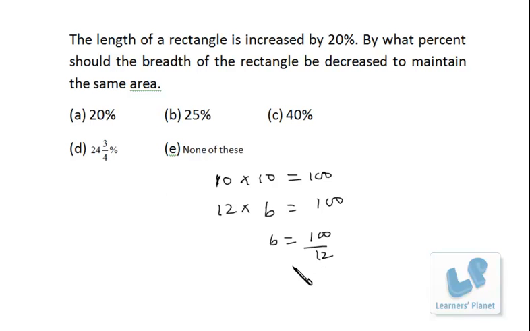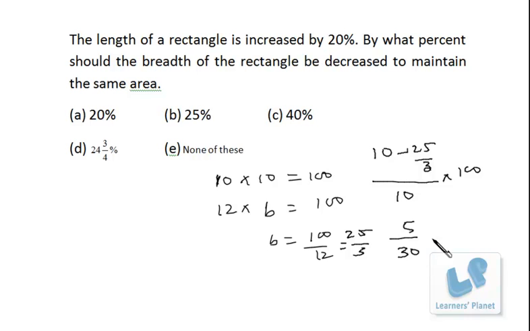That means the new breadth is 100 by 12, that is 25 by 3. So initially it was 10, now it is 25 by 3. So what is the percentage decrease? That is 10 minus 25 by 3, and the percentage decrease is from 10, so it's 100. So it's 30 minus 25, that is 5 by 30 into 100. So it's 50 by 3%.